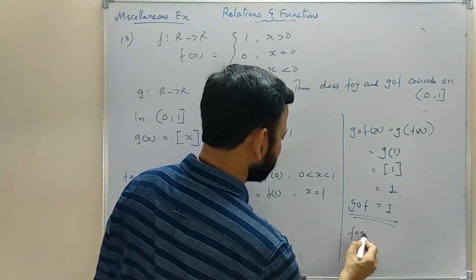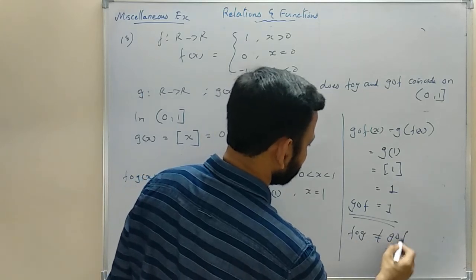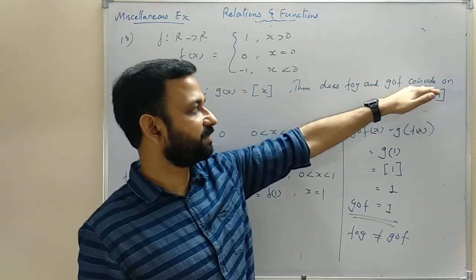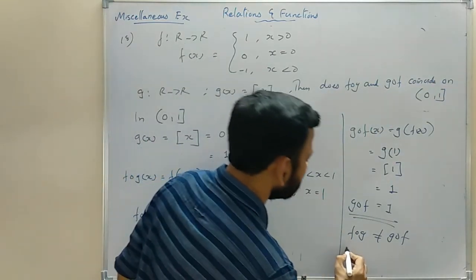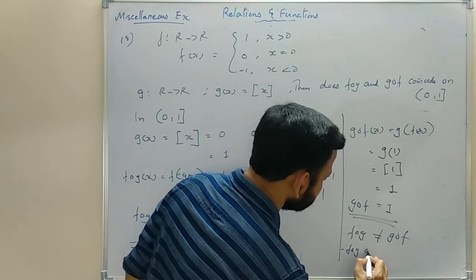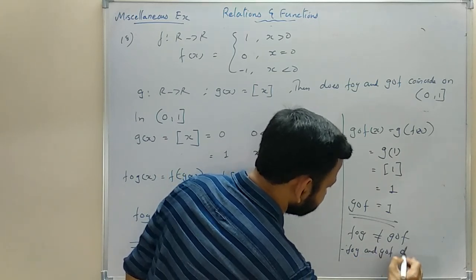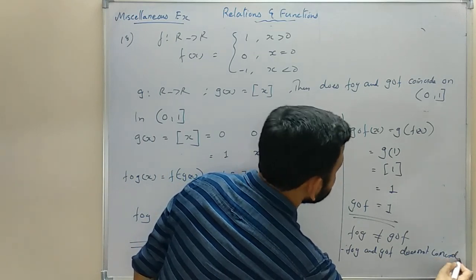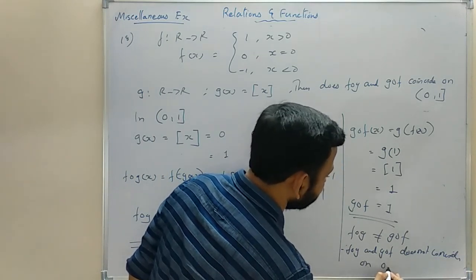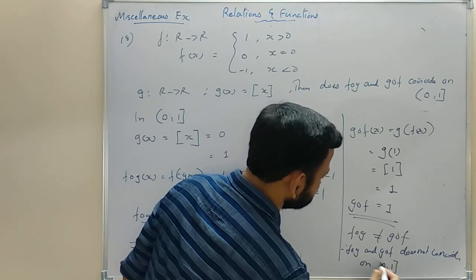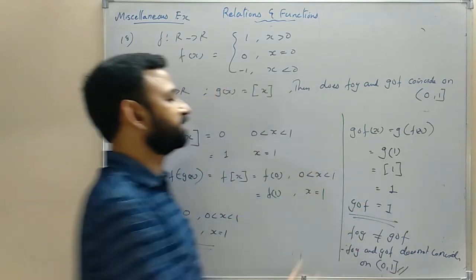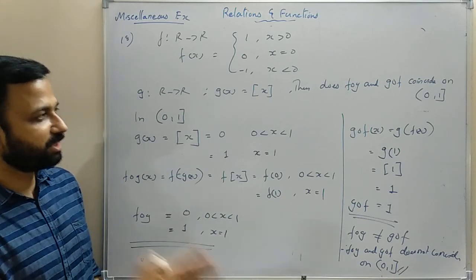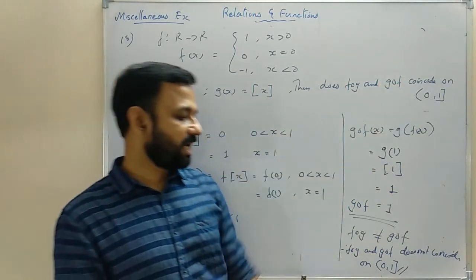So we can write f composition g is not equal to g composition f. So f composition g and g composition f do not coincide. Therefore f composition g and g composition f do not coincide on the open-closed interval (0, 1]. So both the functions are different, and they do not coincide on that interval.